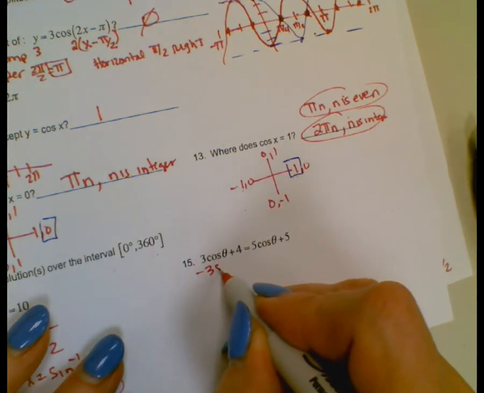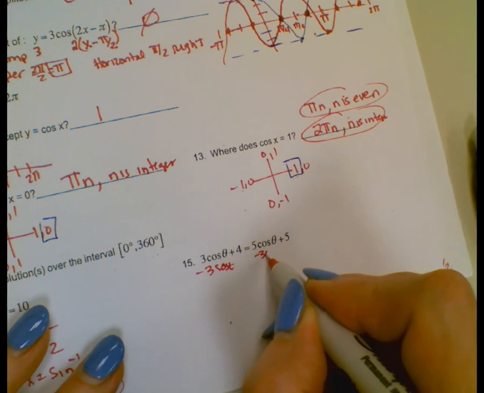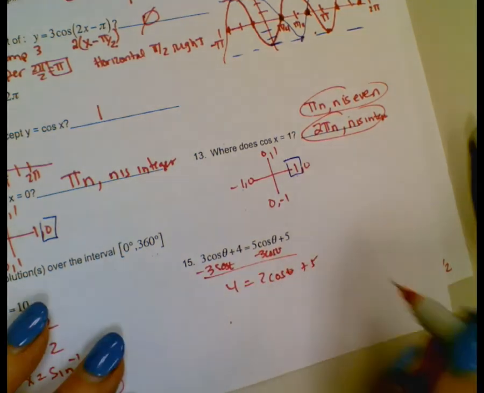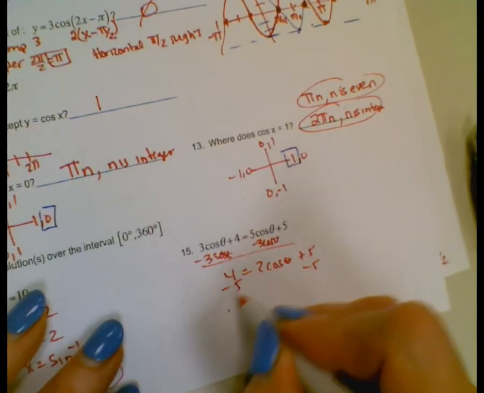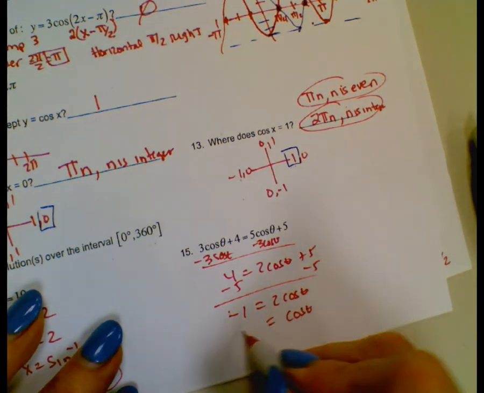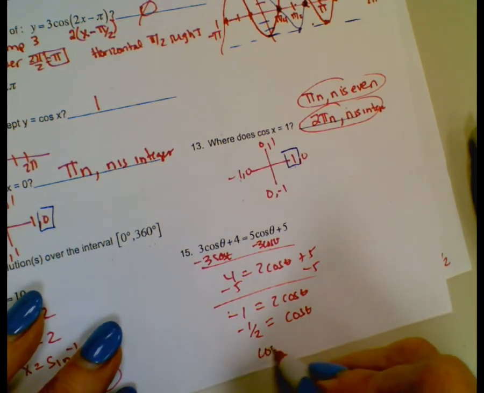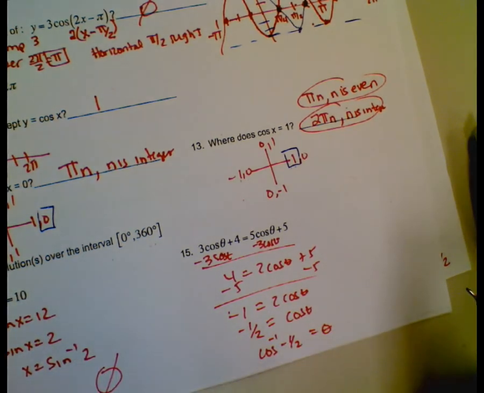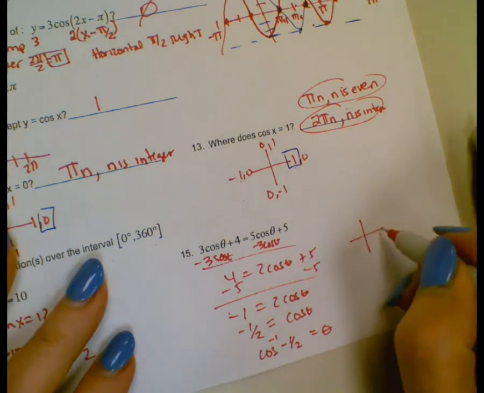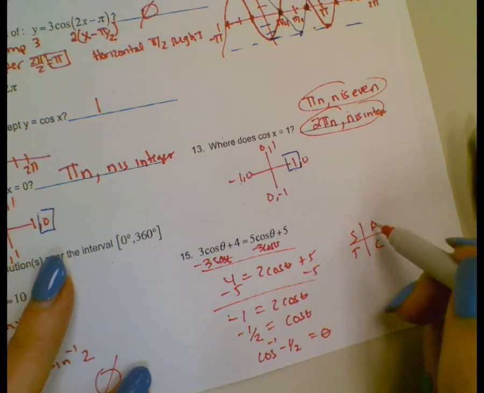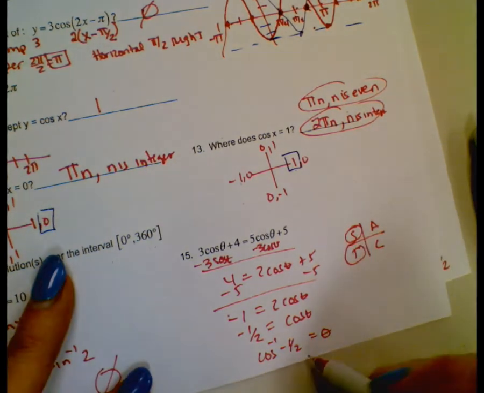So over here, we need to get our cosines on one side. Let's subtract 3 cosine theta over here. Then let's subtract 5 over here. Then let's divide by 2. And let's take the arc cosine of -1/2. So first of all, when's cosine 1/2? Cosine's 1/2 at 60. So where's cosine negative? Cosine is negative here and here. The reference angle here is 60.